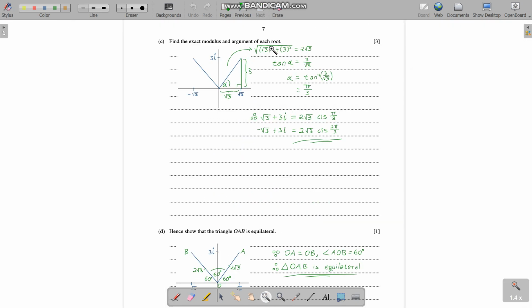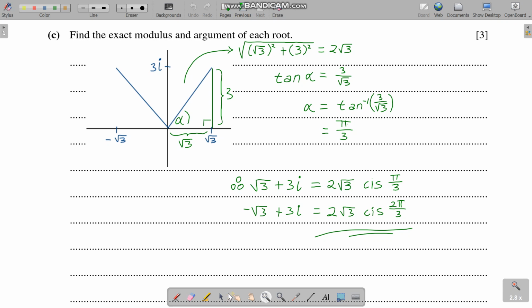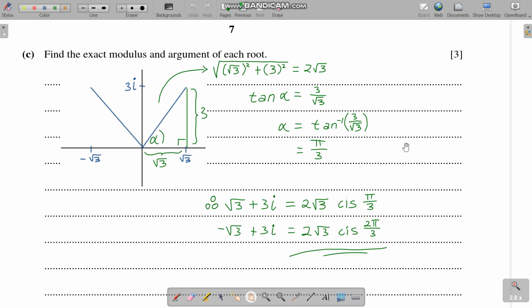And now find the exact modulus and argument. So to find the modulus, it is like the hypotenuse. Just use Pythagoras. We know the length is root 3 and this is 3, so just use Pythagoras and we get 2 root 3 for the hypotenuse, which is the modulus. And to find the angle, this angle alpha here, we can just use tangent or sine or cos. If we're using tangent, we use opposite over adjacent, so we can find alpha using inverse tangent.